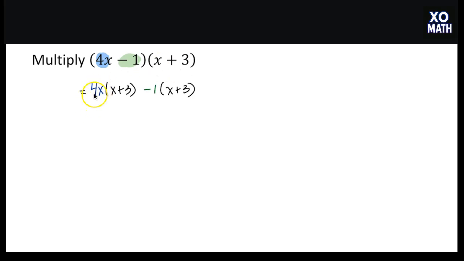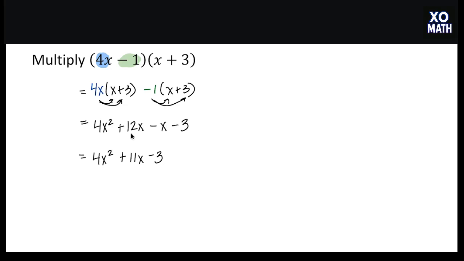Now we have just a monomial times a binomial in each term. So let's go ahead and distribute each of those in. So 4x times x is 4x squared. 4x times 3 is plus 12x. Negative 1 times x is negative x. And negative 1 times 3 is negative 3. So we'll have minus 3. Now there are like terms in the middle here. So we have the final answer of 4x squared plus 11x minus 3 after adding 12x minus x.